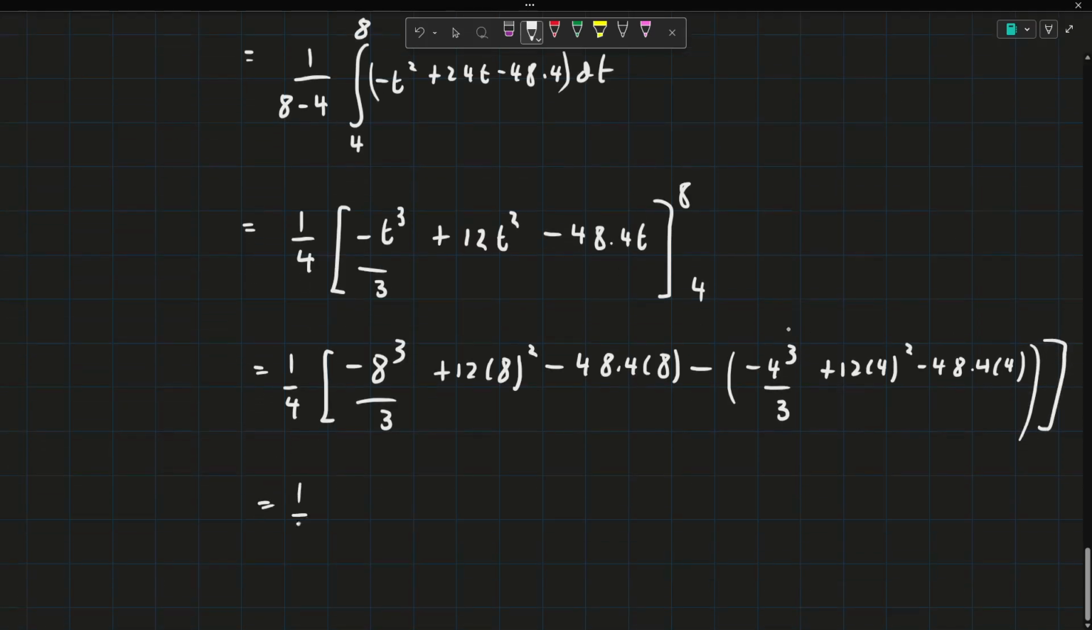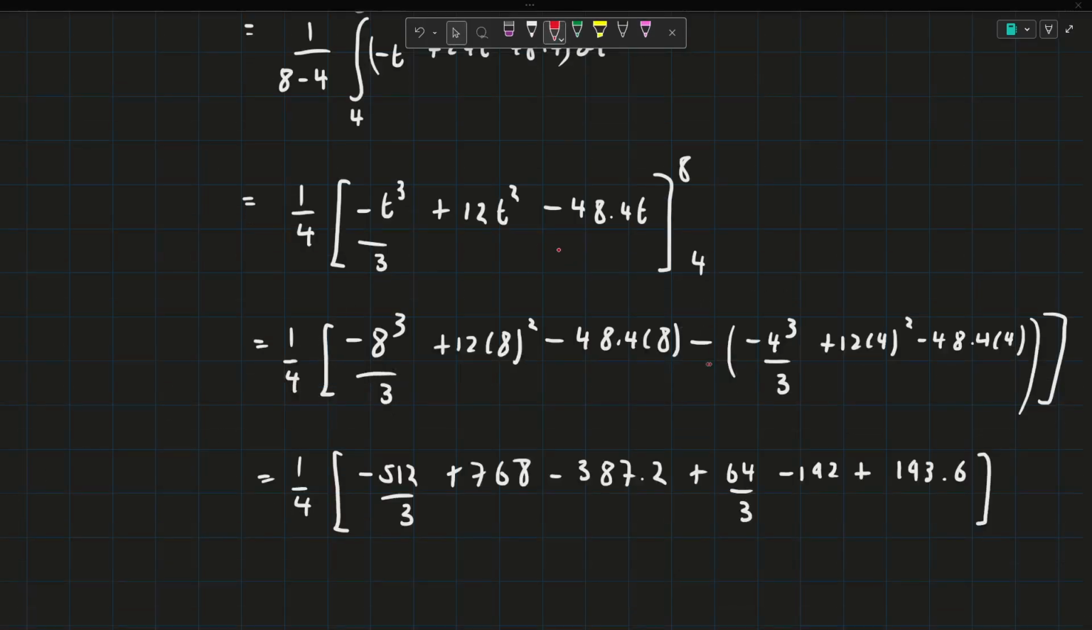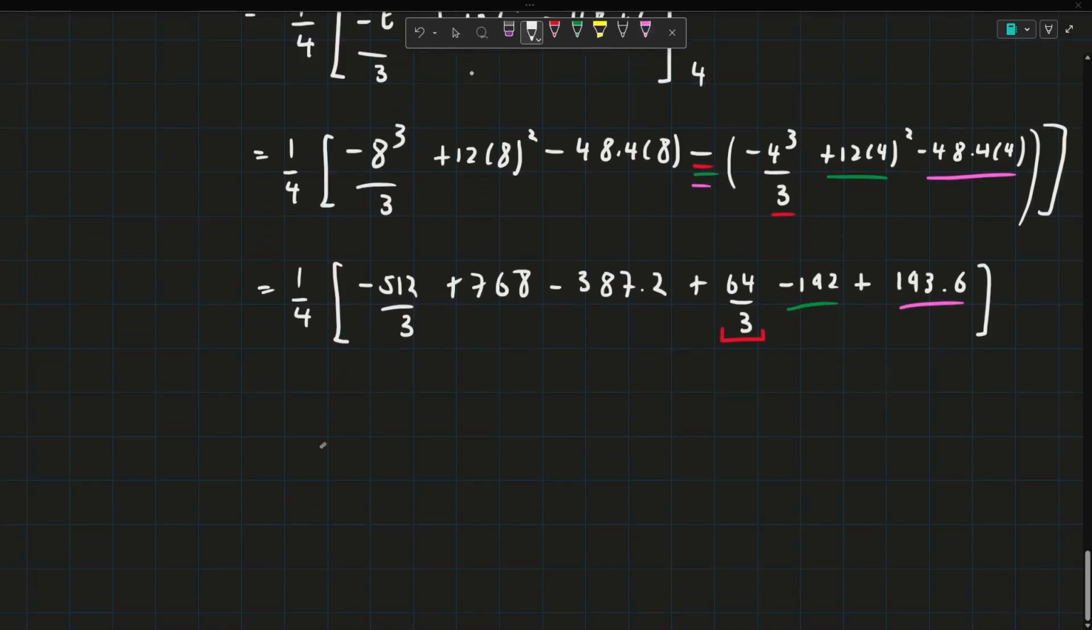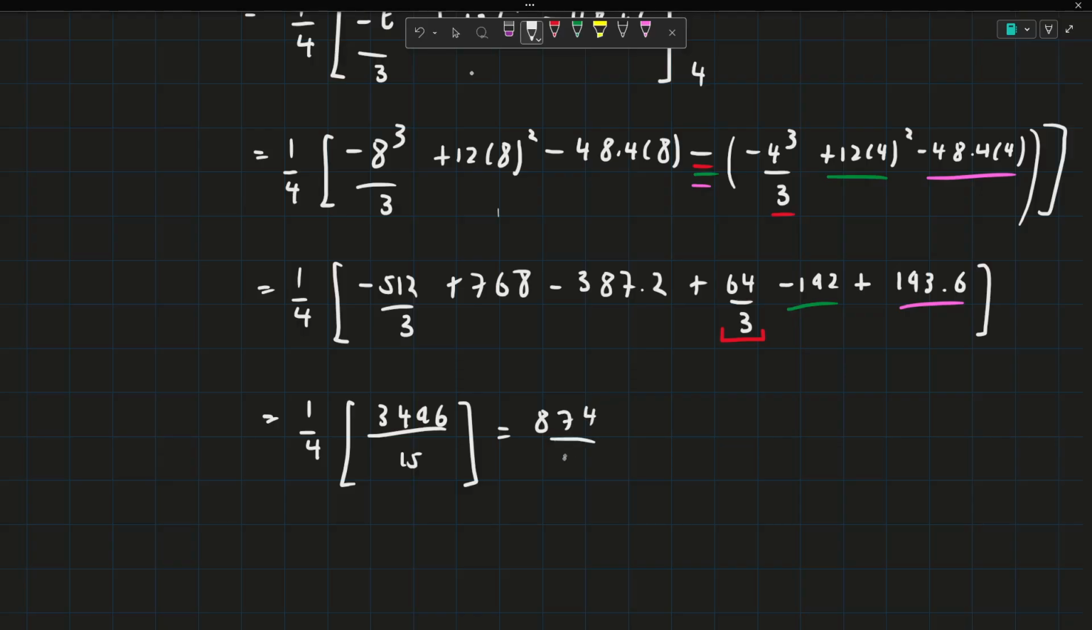Okay, so what we're going to get is a quarter, and then I won't bore you with writing these out, but I will draw your attention to this minus and this minus made a plus here, and then the minus and this plus made a minus here, and this minus and this minus made a plus down here. So just be careful with the signs when you're doing those, and then you can just add all those together. We'll have a quarter, and then this stuff simplifies to 3496 over 15. And then we just divide that by 4, and that'll give you 874 over 15.